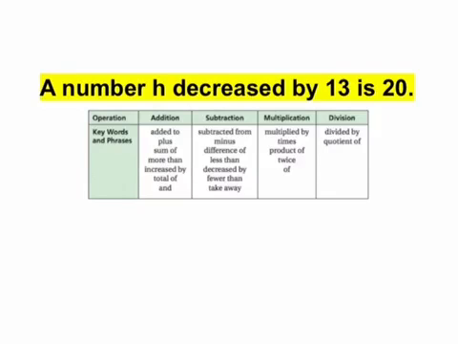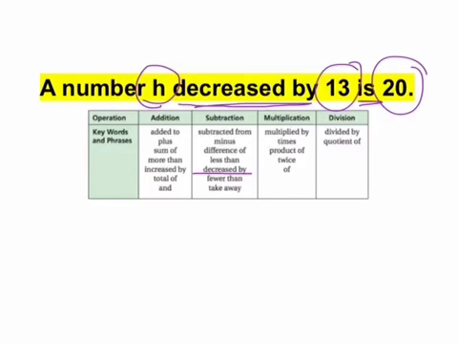A number h decreased by 13 is 20. Now, this is a problem we've looked at before in the past to figure out how to write this problem. And as a reminder, we have h as our variable. We know it's decreasing, so that tells us that we are going to be subtracting. 13 is tells us that we're going to use the equal sign, and 20. So we would write it by saying h minus 13 equals 20.